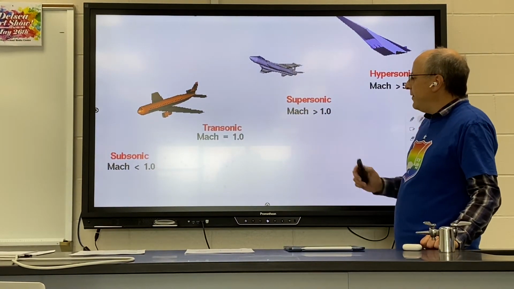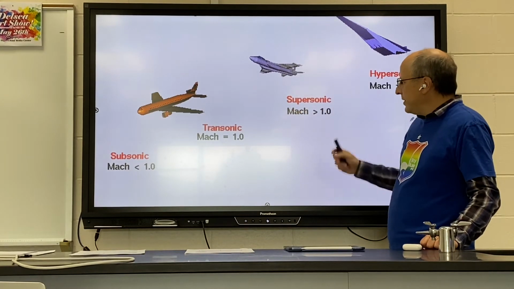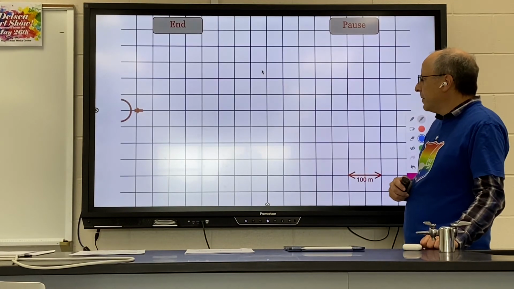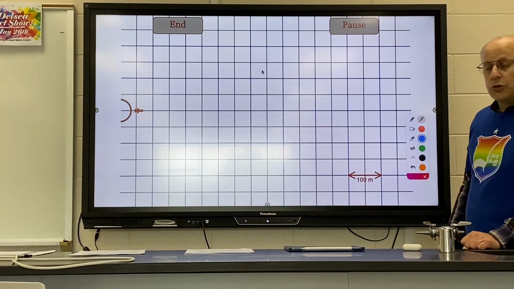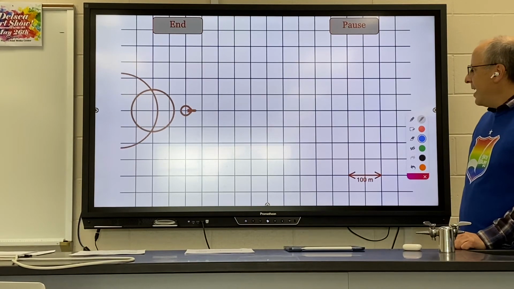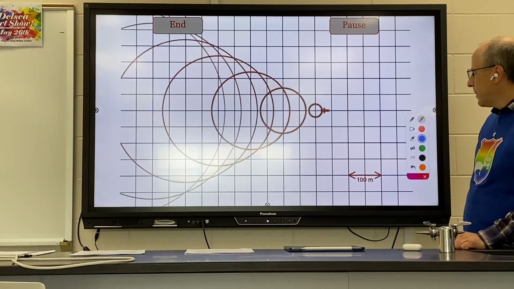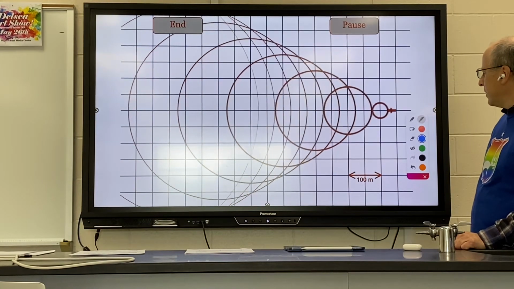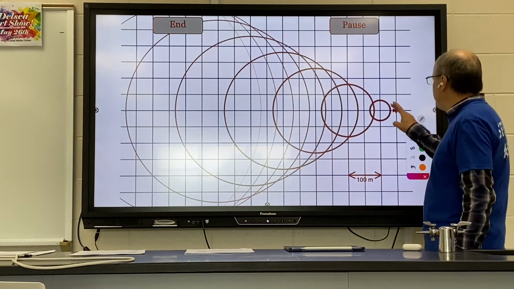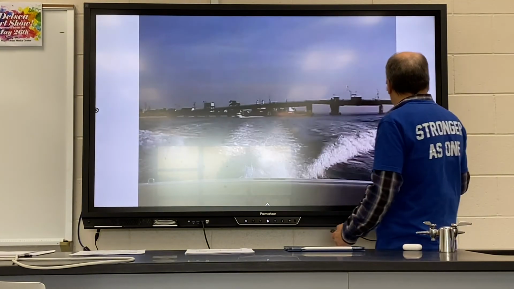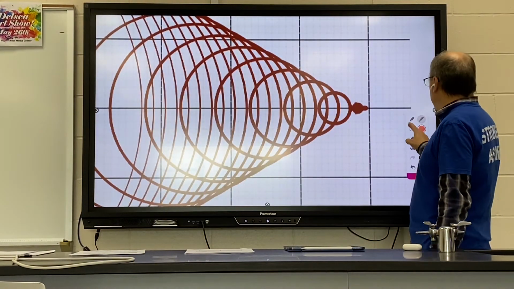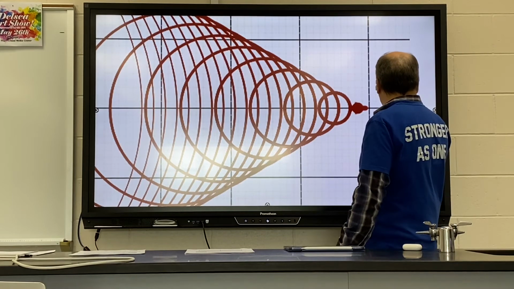From having the waves in front of you to having the waves behind you. So here's an object going supersonic, and you can see how it leaves the waves behind. You can see how the waves build up in certain locations.